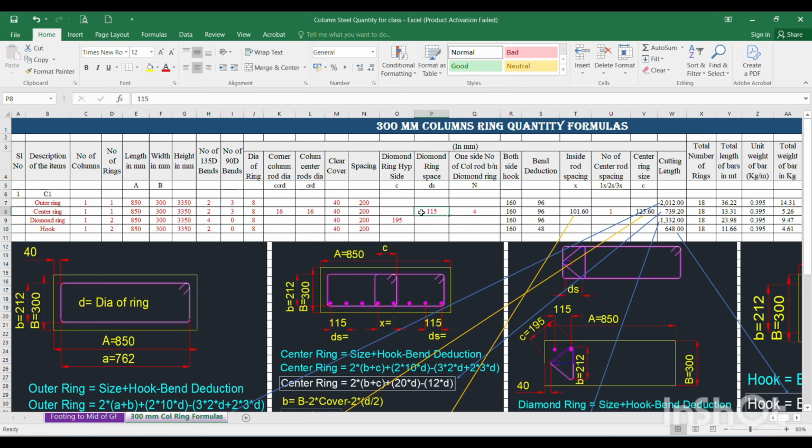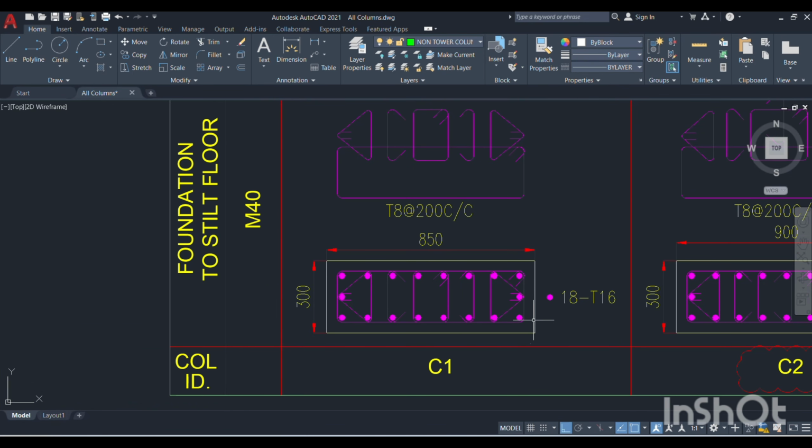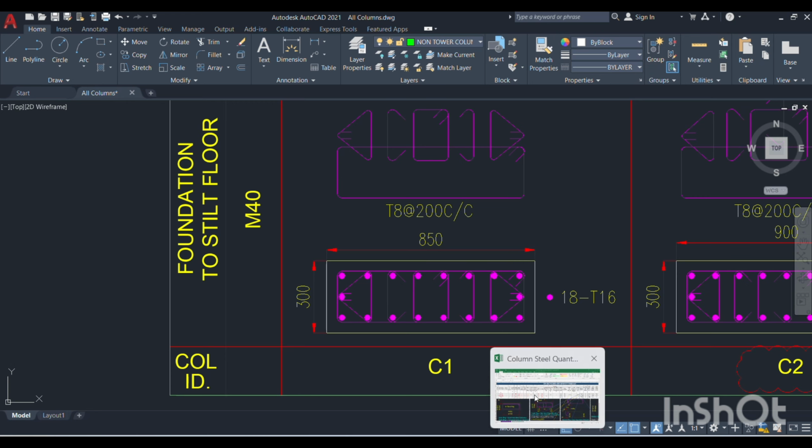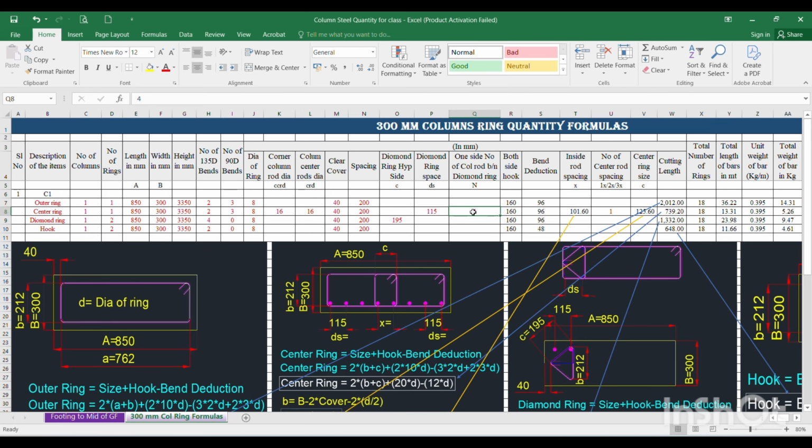This has been entered, and this is the number of column rods on one side between the diamond rings. This is the one side number of column rods between diamond rings. After this diamond ring, how many rods are there in between this diamond ring, that is the calculation. 1, 2, 3, 4, this 4 is the number of columns in between the diamond ring spacing.